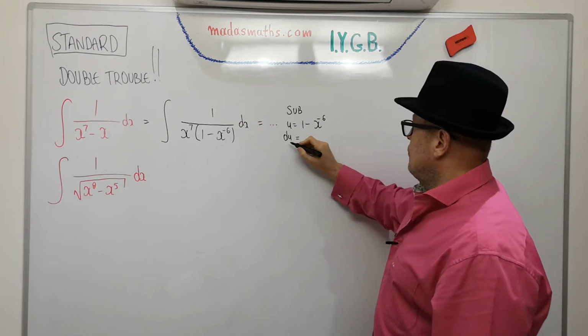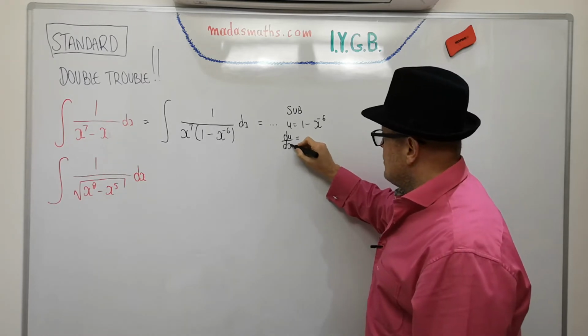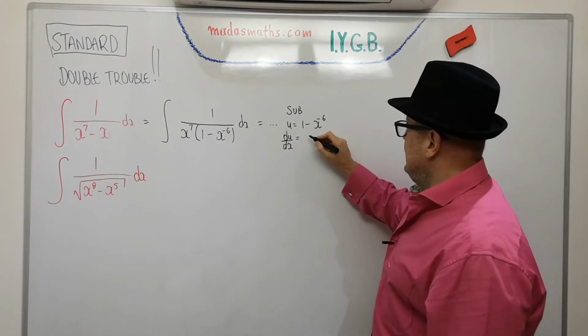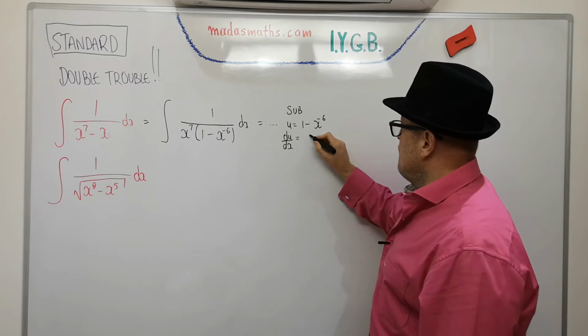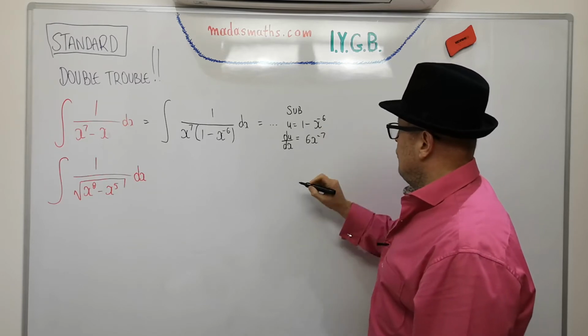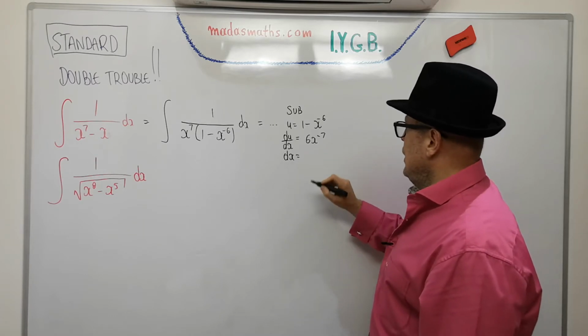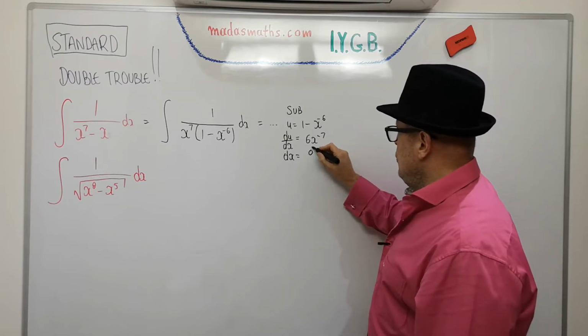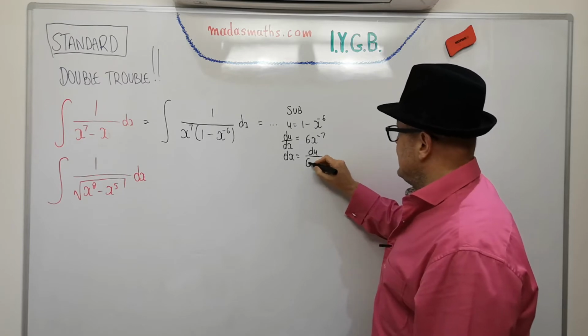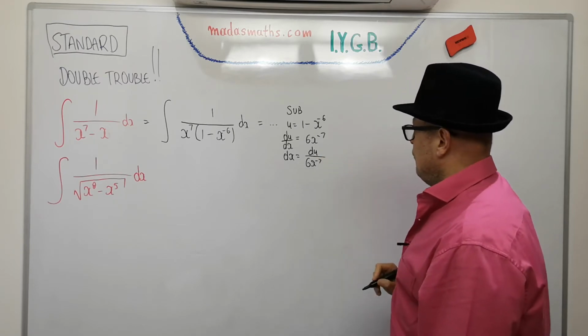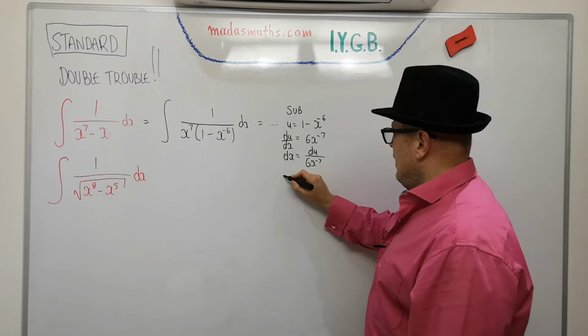So du by dx, we are straight maths, so we'll write it properly. Du by dx, of course, as we just said, is positive 6 x to the power of minus 7. Make dx the subject, so this will go du divided by 6x to the power of minus 7, which we can write further.